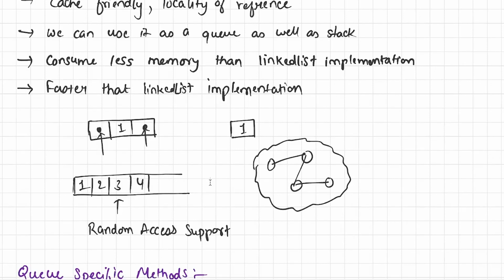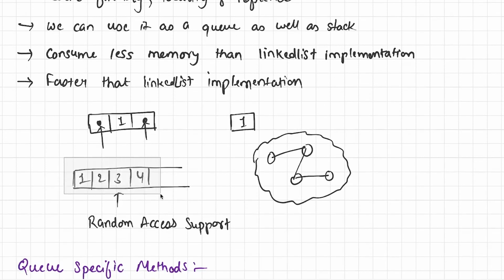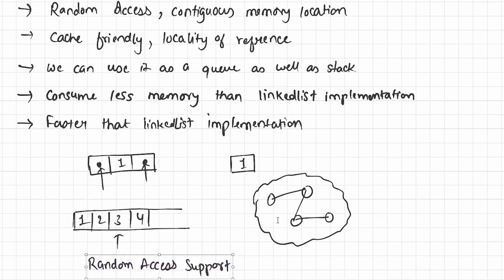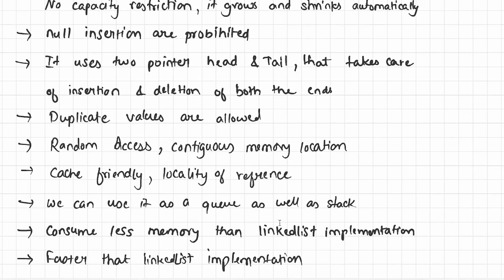But this is not the case with an array. As the array's elements are stored in contiguous memory location, we can access any element in constant time. Why? Because the array has random access support. So guys, these are all the features that are offered by the ArrayDeque collection class.